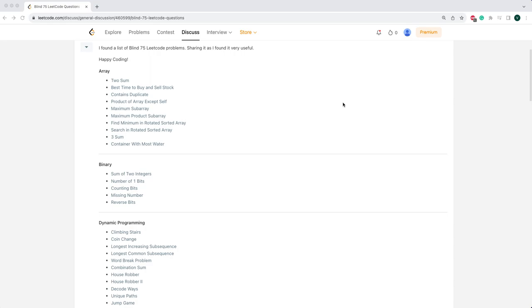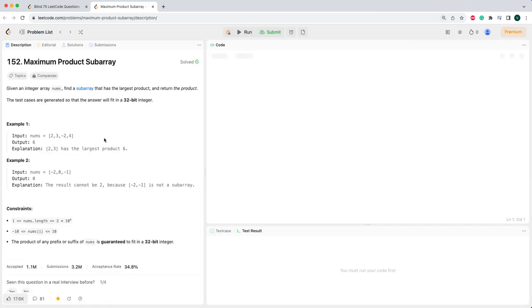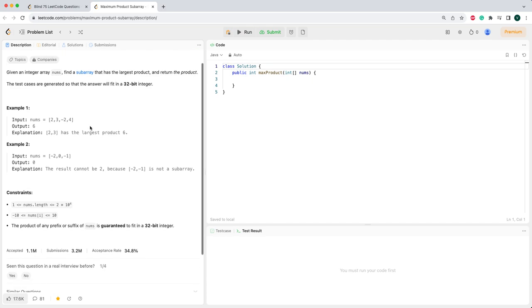Today we are going to solve the next problem in this series, which is the maximum product subarray. So let's look at this problem. It says that given an integer array nums, find a subarray that has the largest product, and return the product. Tests are generated so that the answer will fit into a 32-bit integer.